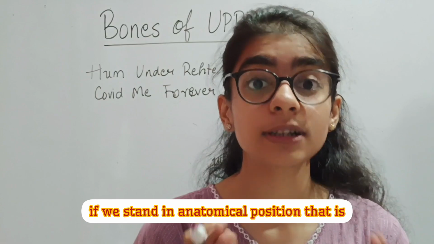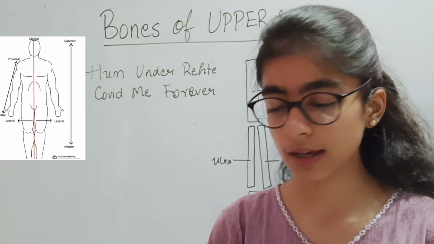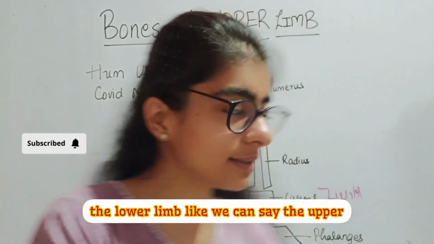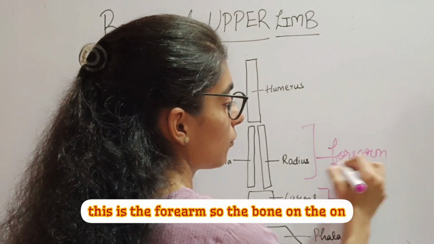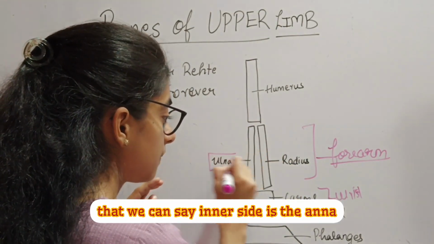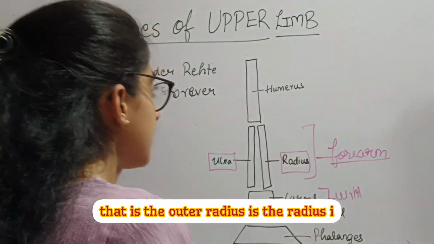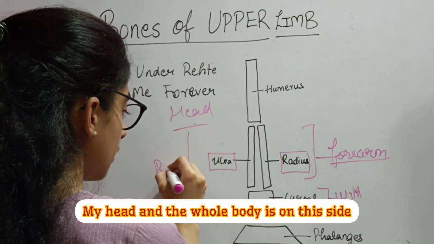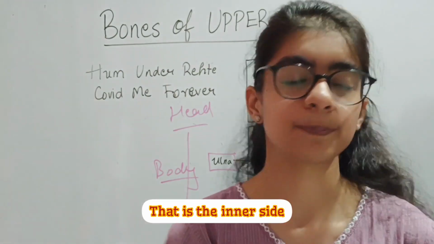If we stand in the anatomical position, as you can see here also, the lower part of the upper limb is the forearm. The bone on the inner side is the ulna, and the bone on the outer side is the radius. I can say my head is here with respect to this; my head and the whole body is on this side, that is the inner side.